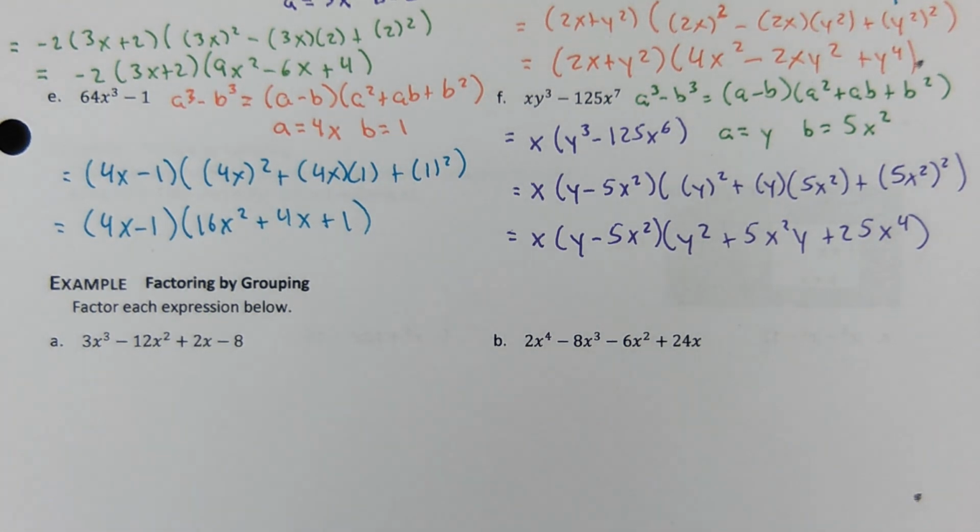So we had some GCFs. We had a squared minus b squared, a cubed plus b cubed, a cubed minus b cubed. Are there any questions I could answer about that stuff? Always be on the hunt for GCFs, and know your formulas. Don't try to factor a squared plus b squared. Don't even try.